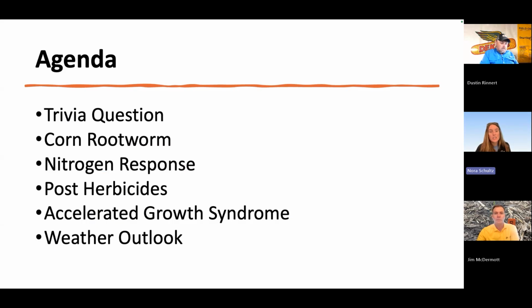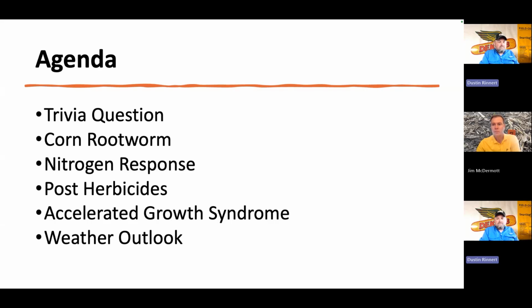But our full agenda, we'll start with our regular trivia question. We are going to move into corn rootworm, 'tis the season. Nitrogen response, Jim will cover that. And then Dustin will cover a little bit about some post-herbicide items. Jim will cover the accelerated growth syndrome, and then I'll finish with a little bit of weather outlook and what is a super El Nino and what are we going to look at going forward for the next month as we think about spray time and the disease outlook.